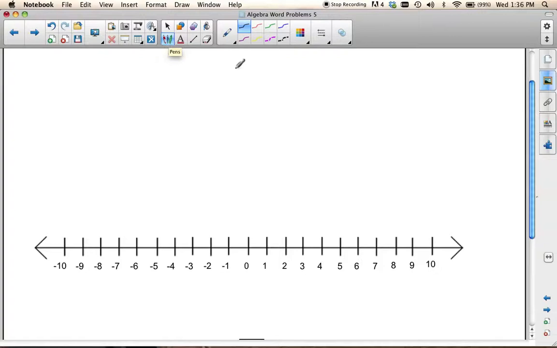We're going to do a little bit of simple math. If we just have 2 plus 2, and we do that on a number line, I'm at 0, and I go 2 plus 2. My answer is going to be 4.